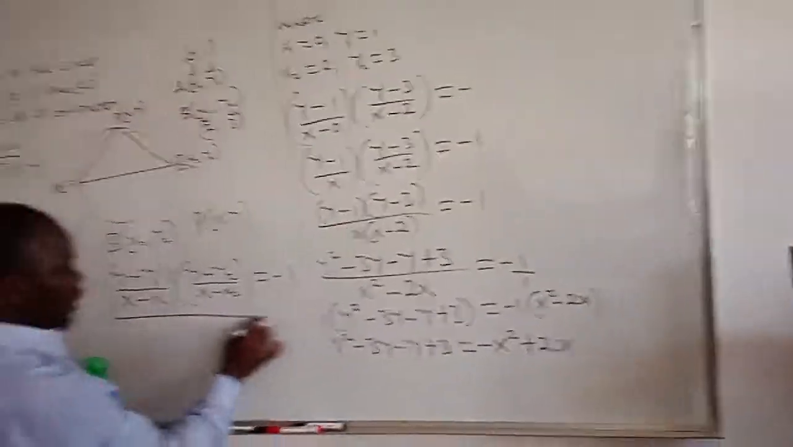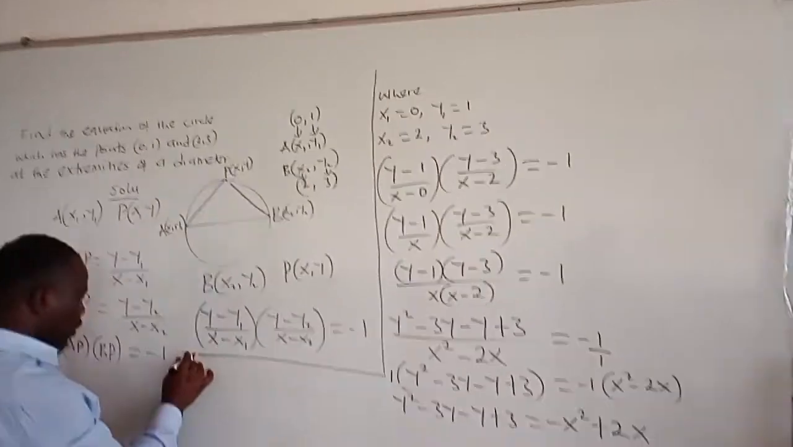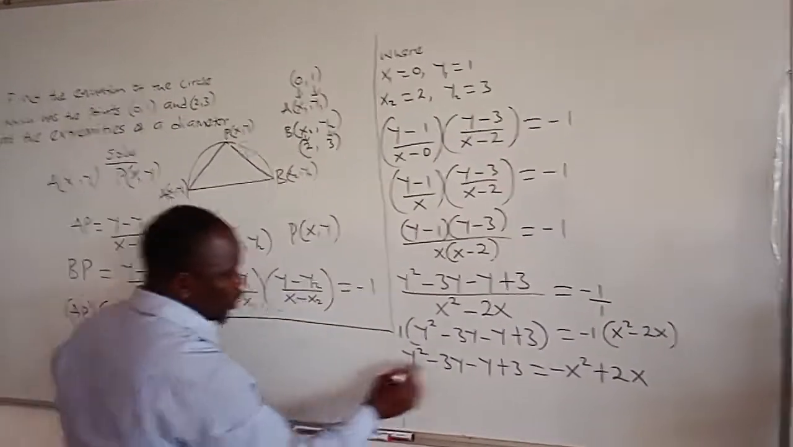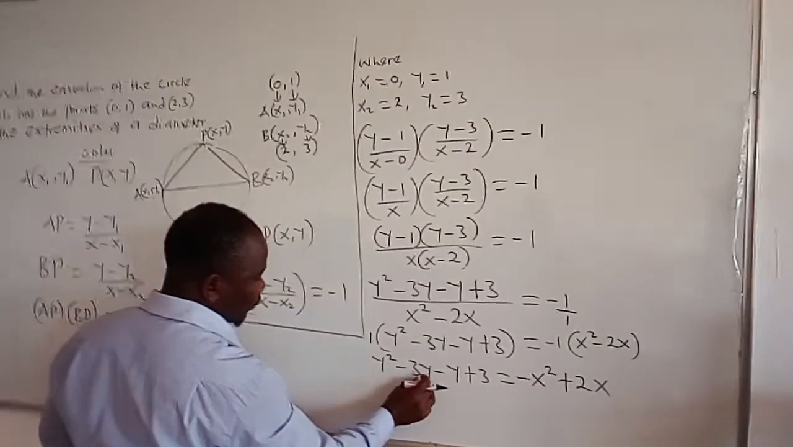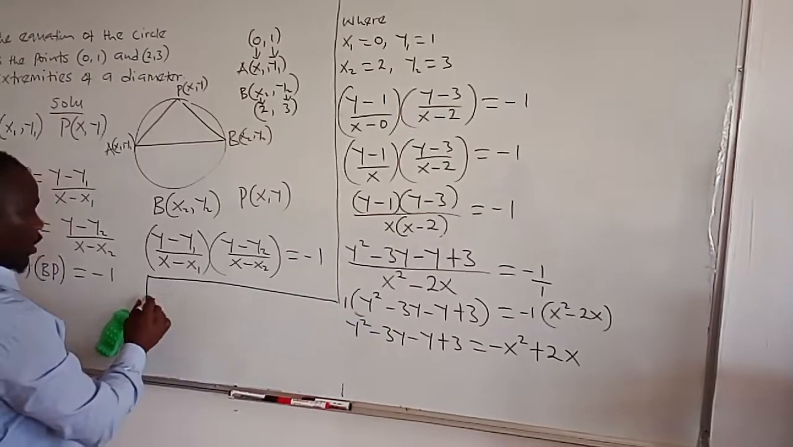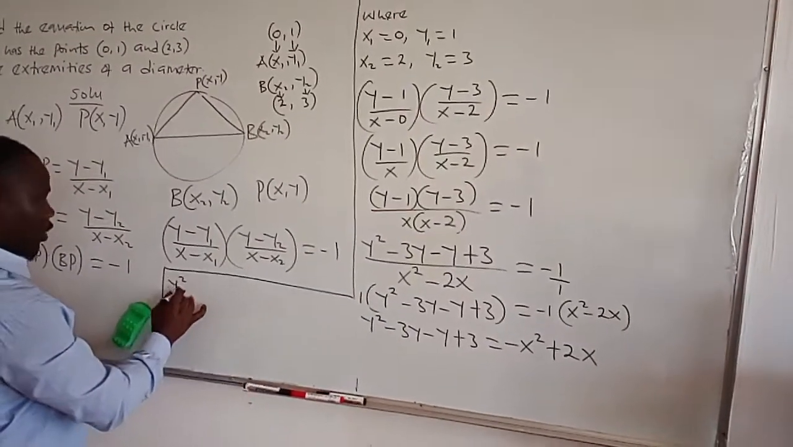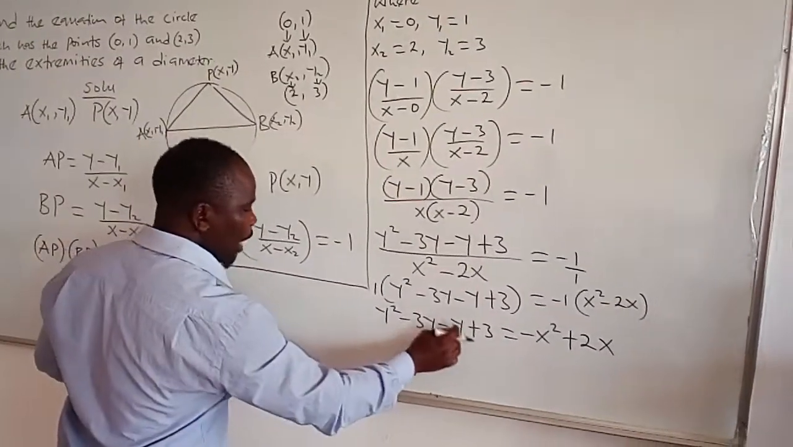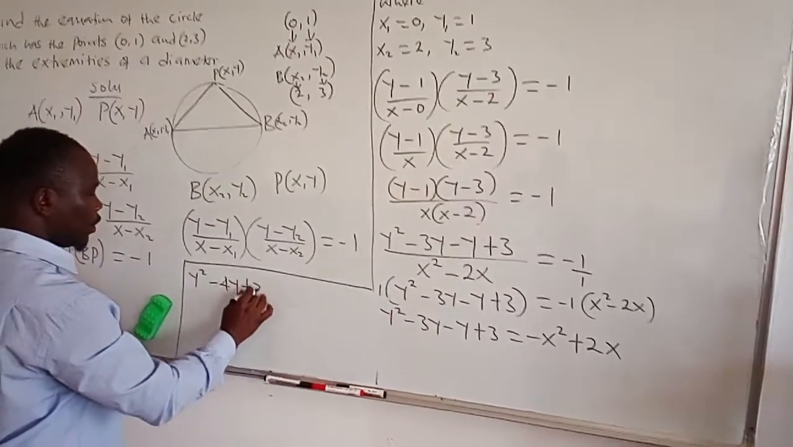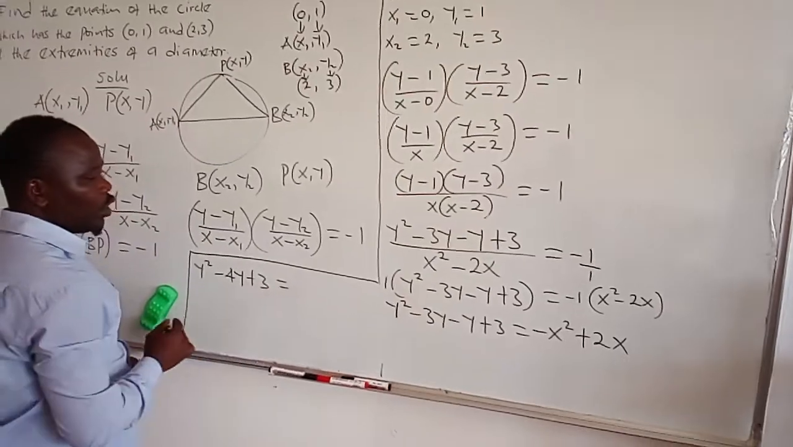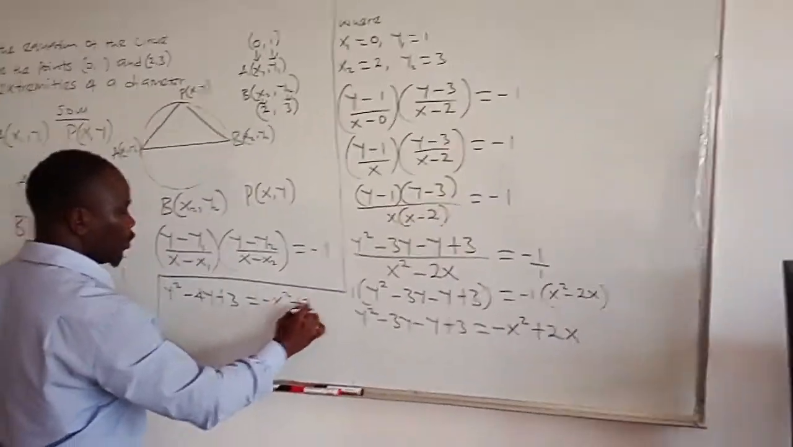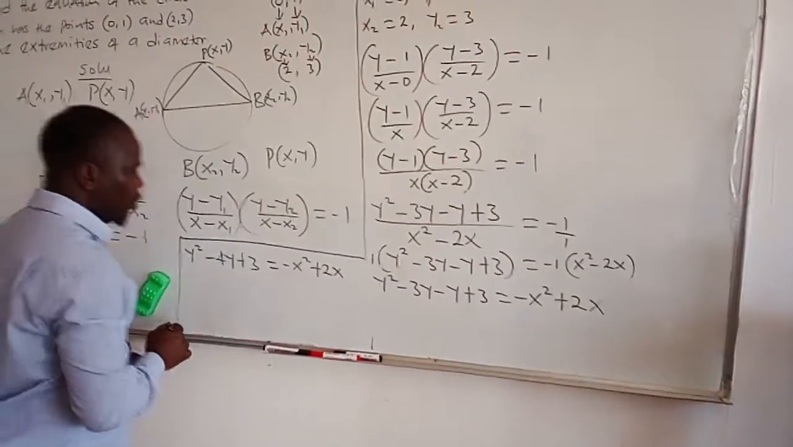So if you agree with me, you know that we can add or subtract 3y minus y, true or false? So here will now be y squared minus 3y minus y, which will give us minus 4y plus 3. This is equals to minus x squared plus 2x. Do you agree with me?